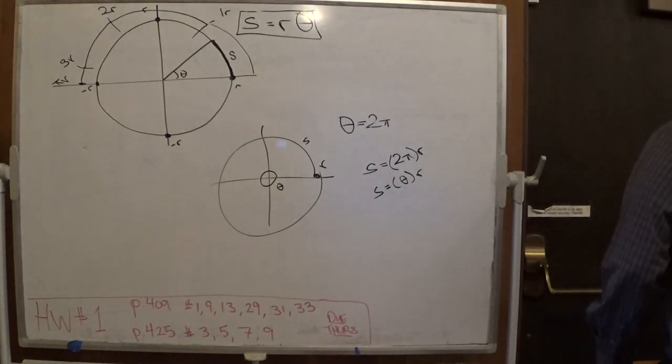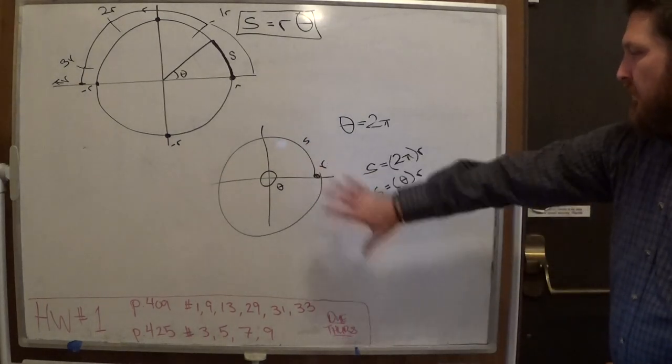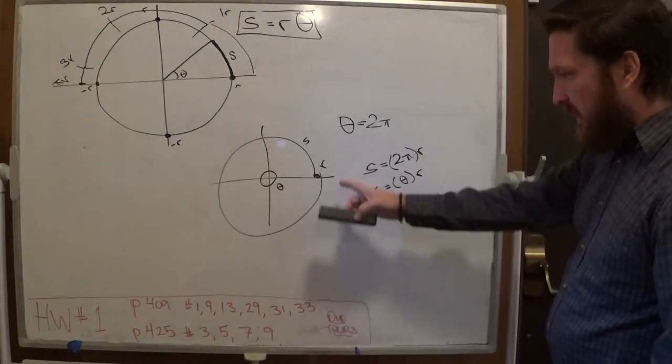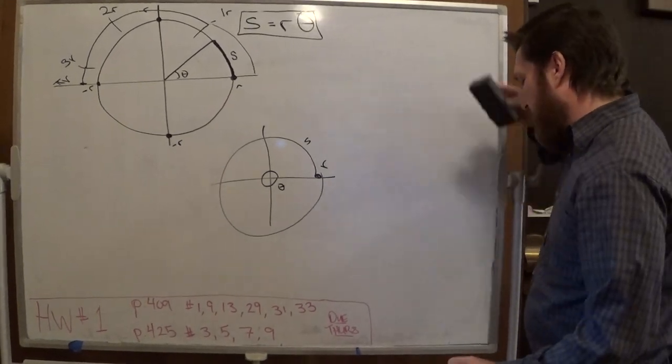That's what makes it so nifty. So there you go. That's it. S equals r theta. And then there's one more thing. So what's this guy right here? What's the area of this circle? The radius is r. What's the area? Pi r squared. Pi times the radius squared.